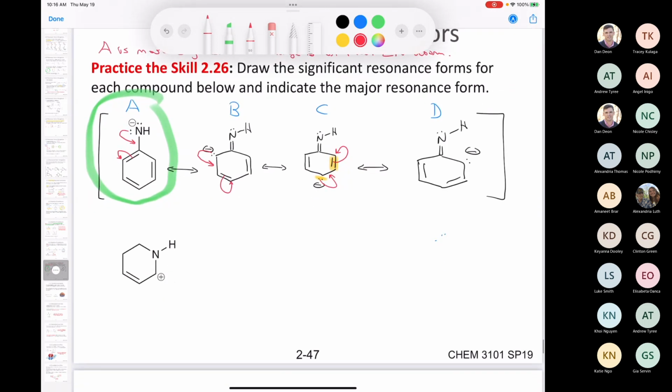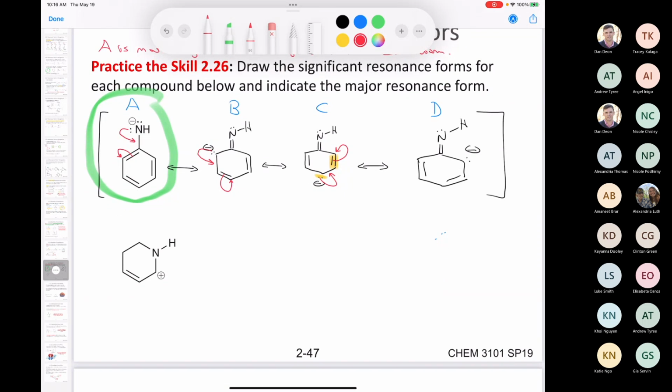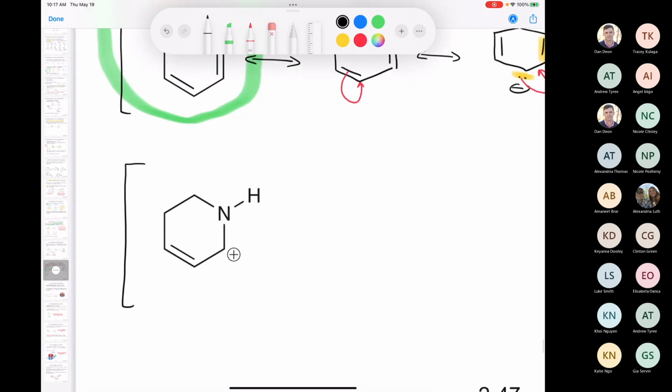Let's try one more. We'll see if we can evaluate what's the most significant resonance contributor. This one. So we'll start by putting an open bracket here. Let's draw in the lone pair that's missing. So we're missing a lone pair right here. And what are we going to do? Well, the first thing I notice is you have a lone pair next to a carbocation. Let's take that pair of electrons and let's share them between the nitrogen and the carbon so that we can get rid of that positive charge on the carbon. So we end up with something that looks like this. We have this, and we have a double bond here.